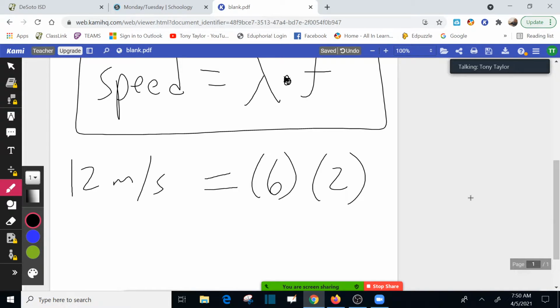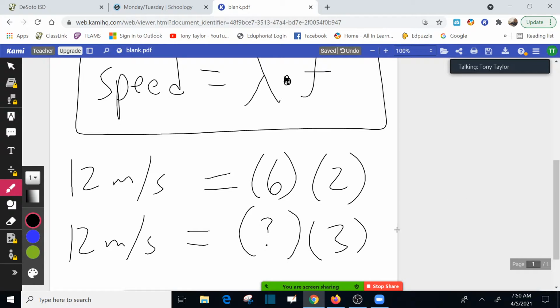So suppose I increase my frequency from 2 to 3 hertz. Remember, speed has to stay constant. The speed has to stay constant at 12 meters per second. Can someone tell me, if the frequency increases from 2 to 3, what has to happen to the wavelength? The wavelength decreases from 6 to what? What's 3 times what gives me 12? You guys should know that. 3 times 4 gives me 12.